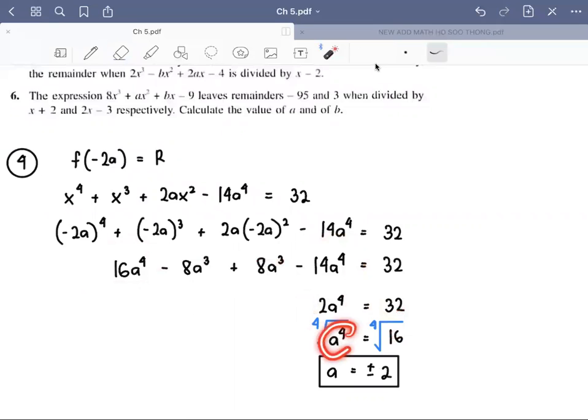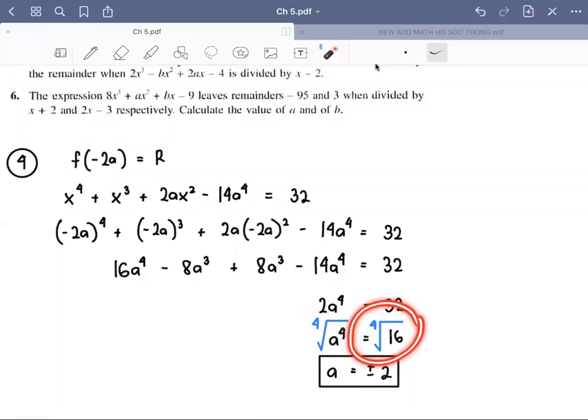So you'll get a to the power of 4 equals 16, right? So basically you need to get rid of the power of 4 by getting the fourth root. Okay, the fourth root of both sides. So it cancels out the power of 4. So you're left with a.